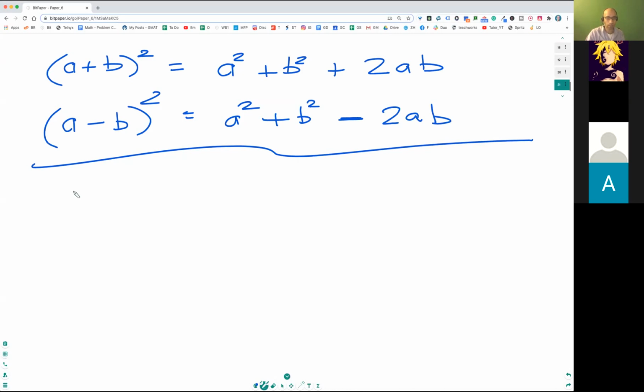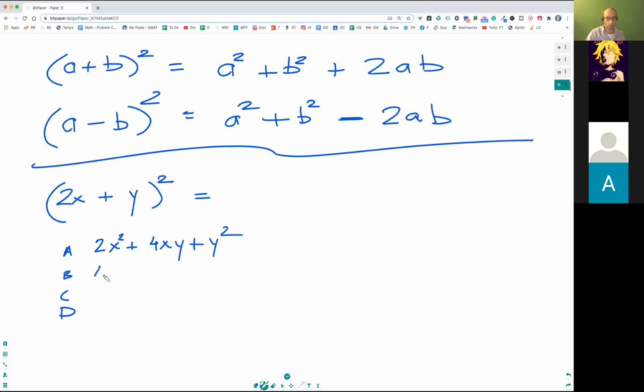How can we expand (2x plus, actually let's make it plus y) squared? So what do you think the answer is going to be? You can type it over to me. Think about it. Maybe I'll give you choices here. A, B, C, D. 2x squared plus 4xy plus y squared, 4x squared plus 4xy. Think about what the answer should be.